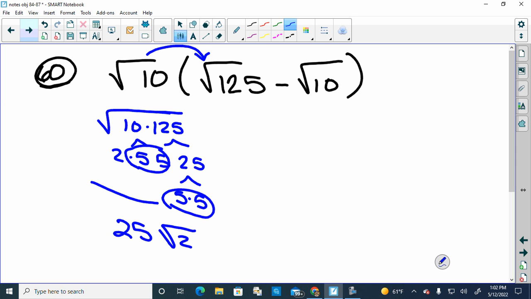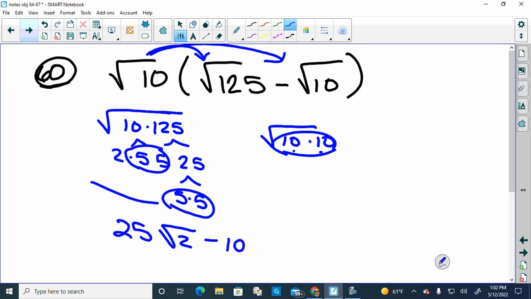Good so far? Okay, now we're doing the same thing, but now we're distributing to here. So I have rad 10 times rad 10, which is rad 100, or you could leave it like this, and hopefully notice that we're going to have a pair. If you don't, you go 2 and 5, 2 and 5, have a pair of 2s, a pair of 5s, and there'd be nothing left. So this is a perfect square, which makes it just 10. So it comes out, and there's nothing left.